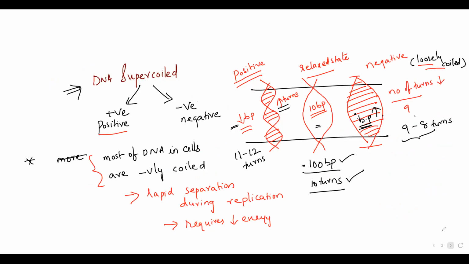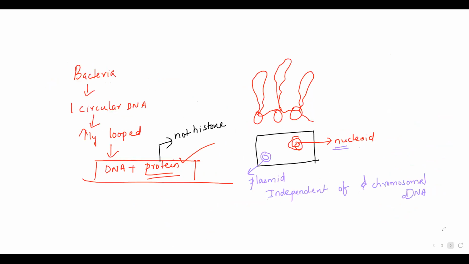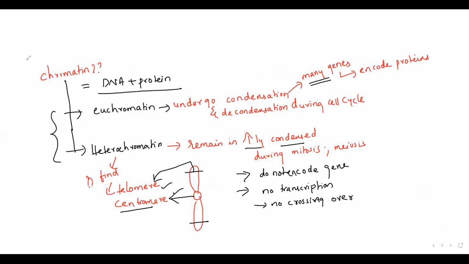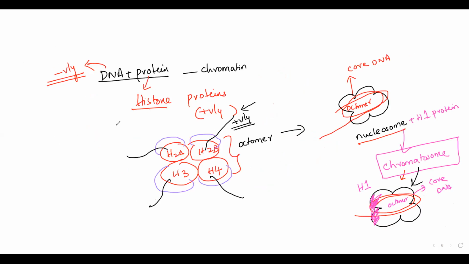It may be negatively coiled or positively coiled, and we have compared it with the prokaryotic DNA. We spoke about the DNA, speaking about the chromosome. That is, we spoke first of all about the chromatin, the types of chromatin which are present, the histone proteins, the nucleosome, and the chromatosome.